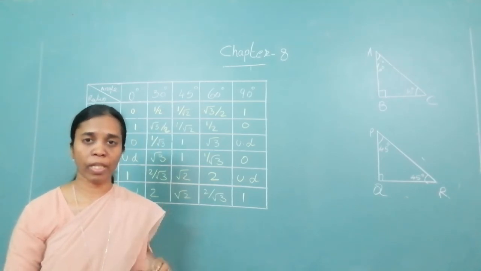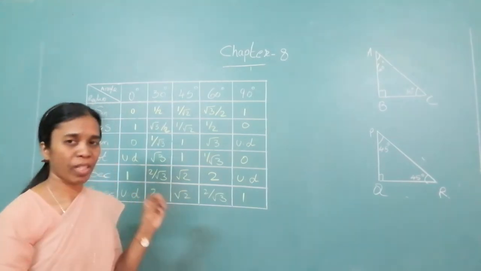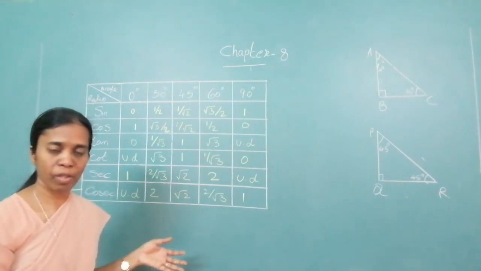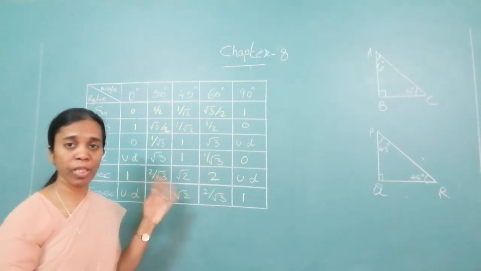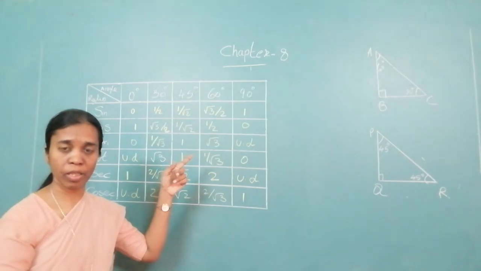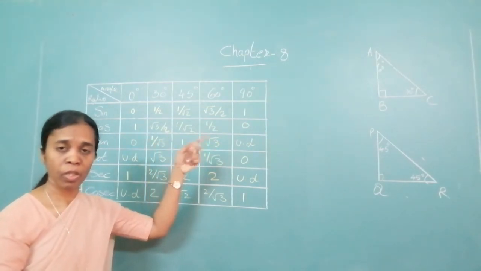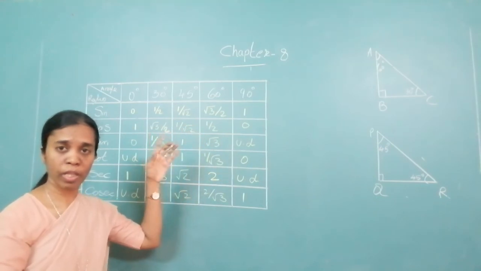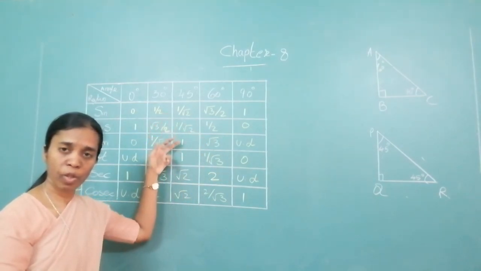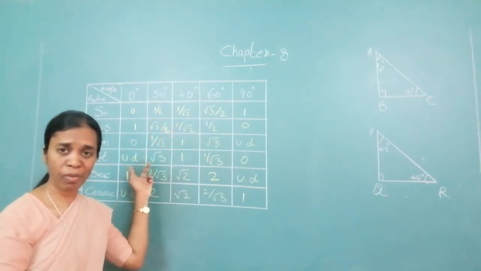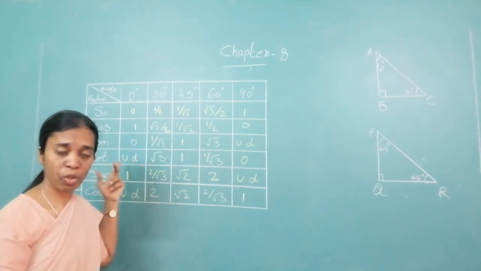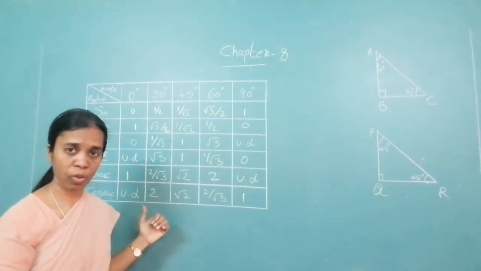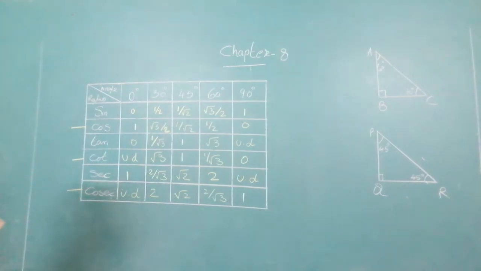So please practice it. Don't try to learn the entire table by heart, you can make mistakes. So keep this in mind, only the first line learn. It is between 0 and 1. 0, 1 upon 2, 1 upon root 2, root 3 upon 2, 1. Then reverse order, numerator, denominator. Then reverse order, inverse of cos, reverse order. Okay, please learn guys.